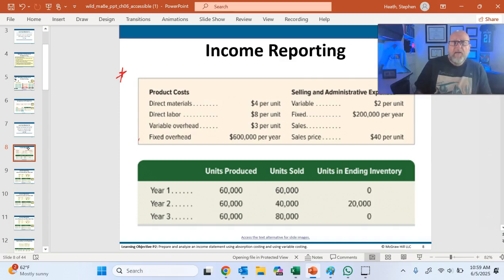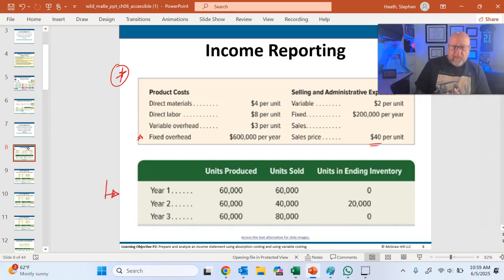Then we have fixed overhead. That's the rent on the facility, the depreciation on the equipment, assuming it's straight line. But we have fixed overhead costs of $600,000 per year. Then on the selling and administrative side, we've got variable SG&A of $2 per unit, and then we have fixed SG&A of $200,000 every year, right? And then we're going to sell every unit for $40, okay? So this is the factual background in terms of the product costs and the sale price.